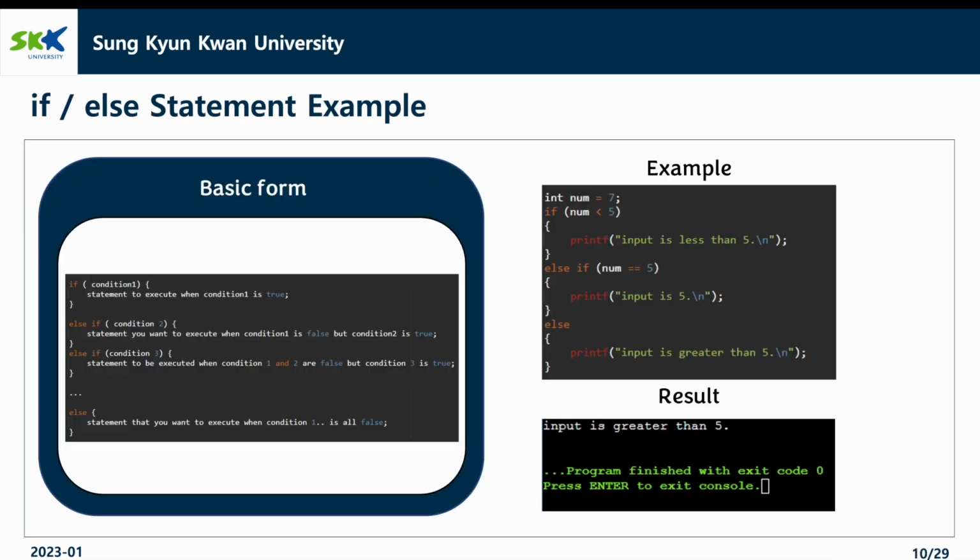You can now see that multiple conditions can be controlled in a single conditional statement. In addition, if you look at the example on the right, the code is simpler than the previous example where the if and else statements were superimposed.